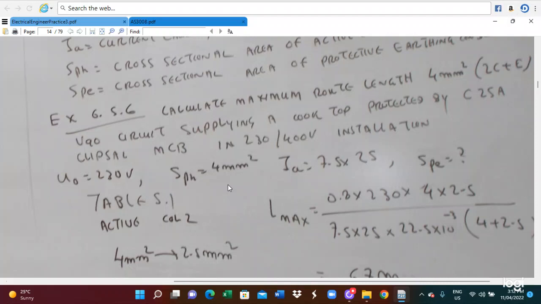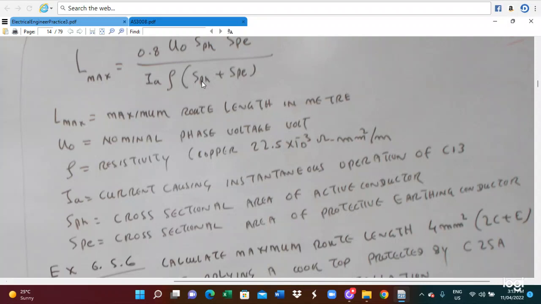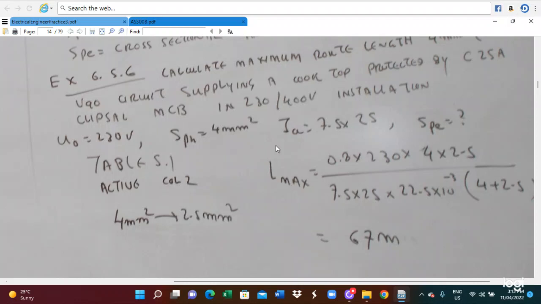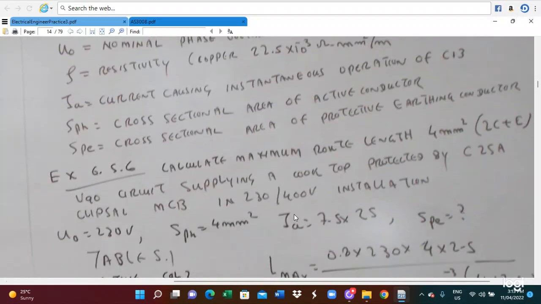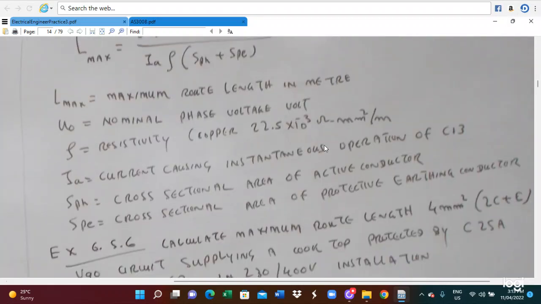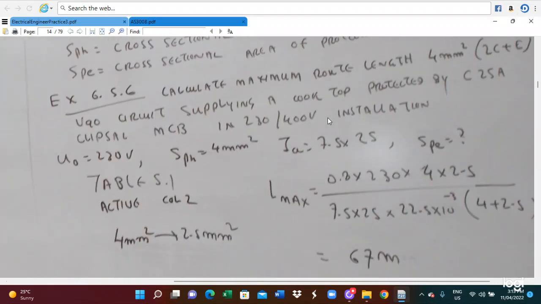In this case, we have to find out what should be the phase conductor SPH and SPE. SPH is the cross-sectional area of the active conductor. SPE is the cross-sectional area of the earthing conductor. So this problem is to calculate the maximum length. We already know this equation, we have to substitute. U0 we know, SPH we know, but SPE we don't know yet. The IA value we already calculated, 7.5 times 25. And rho for copper is given as 22.5 into 10 power minus 3 ohm millimeter square per meter. So those things you calculate.